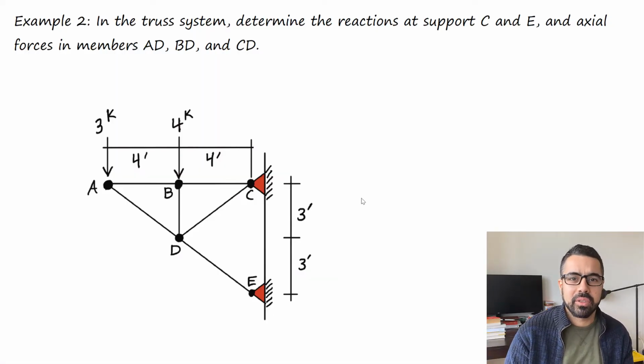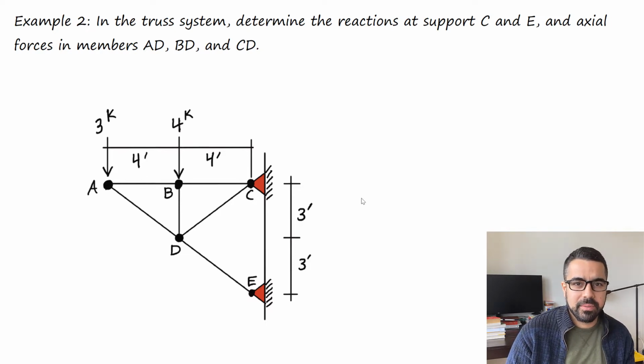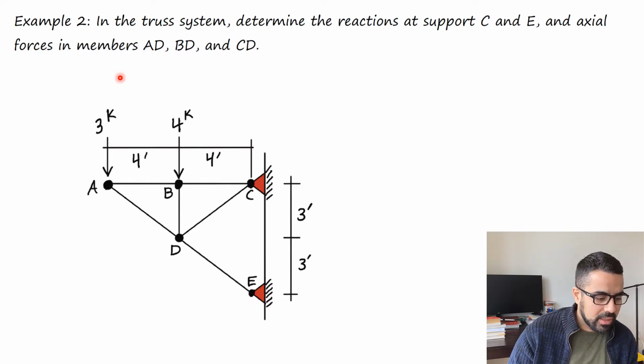So we have a truss example. It's very common in the FE exam and it's really one of the simple questions, so you don't want to miss questions like that. So let's get started. As you can see here, we have a truss and it's required to find the reactions at C and E and then the forces at members AD, BD, and CD.